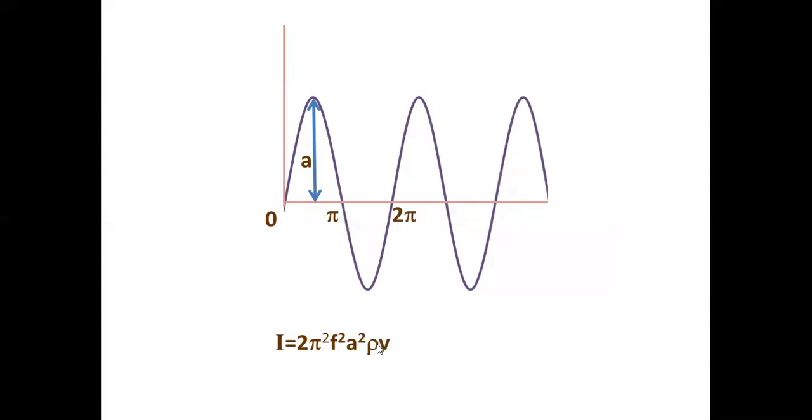That is V. So this formula is very important, but we need only a part of the formula. We don't want the full formula here. So the intensity of any wave is equal to 2 pi squared f squared a squared rho v, where f is the frequency of the wave, a is the amplitude of the wave, rho is the density of the medium through which it is traveling. In a denser medium, sound or any wave travels with more intensity. V is the speed of the wave.